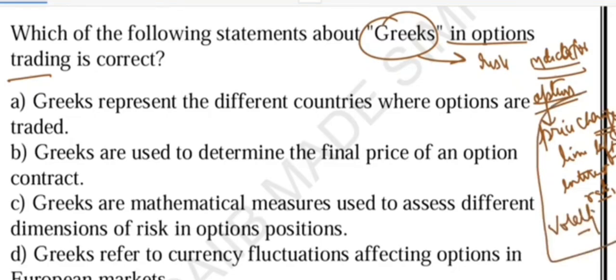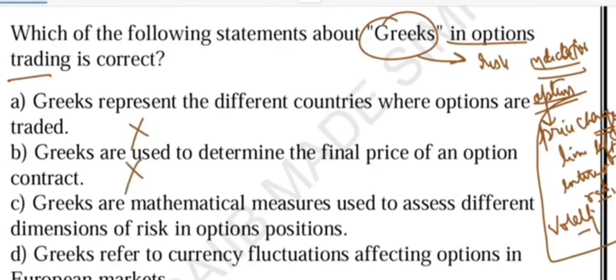Okay, now let's go through each and every option. Option A says Greek represent country. No, that is completely incorrect. It might sound fancy but it's totally wrong. Greeks are not about geography and nationality, it's just a name. Option B says that Greeks determine the final price. No, this is wrong. Basically Greeks tell you how much price might change when something else changes.